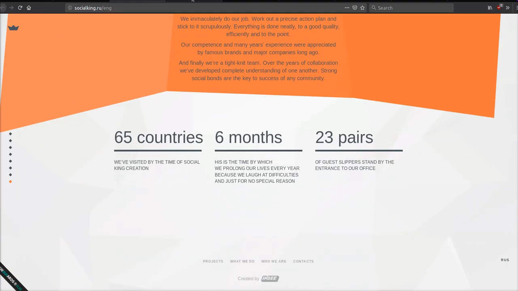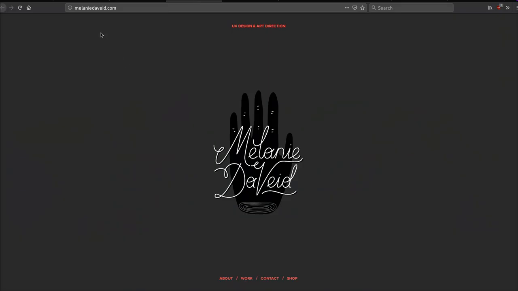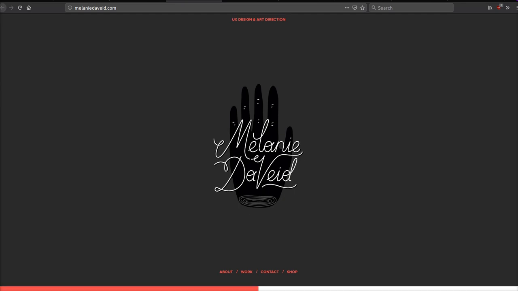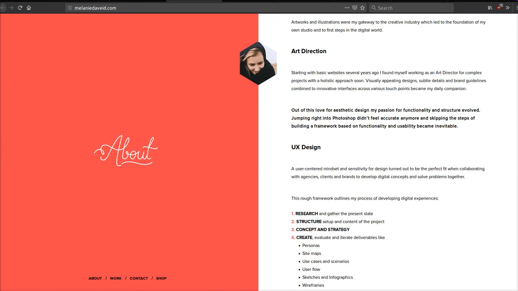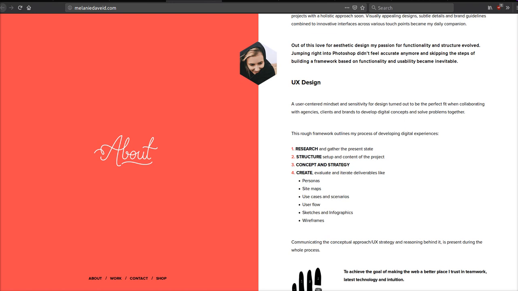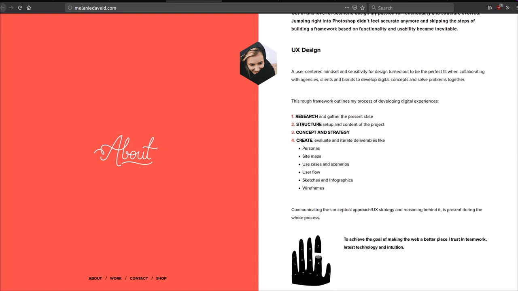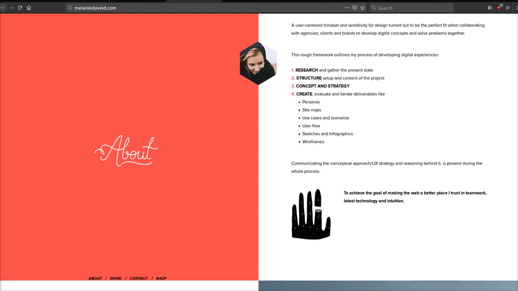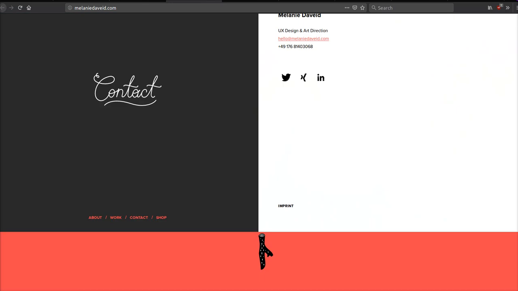And the next website we're going to be looking at is MelanieDaveID.com. And she is a UX designer, okay? What I really liked about this parallax is how on the left side, the red about section is not moving, but the right section is moving. I thought that was pretty cool. Same thing here.